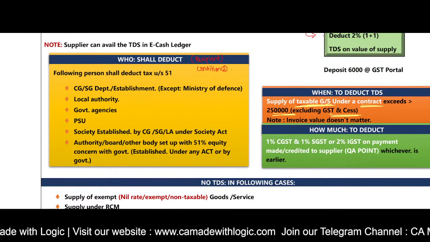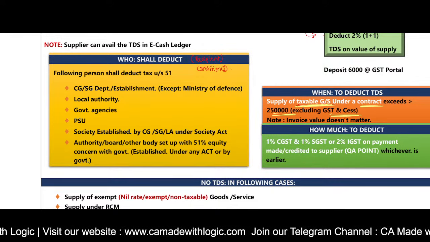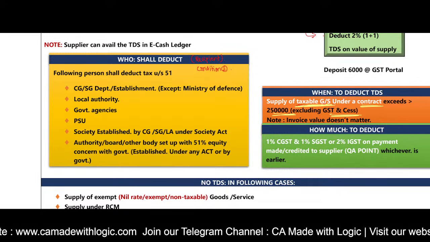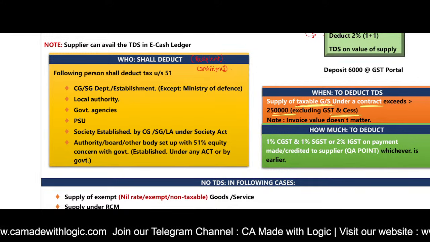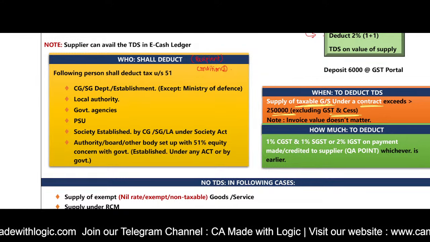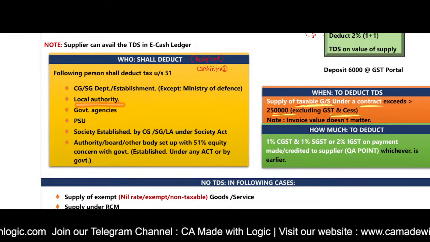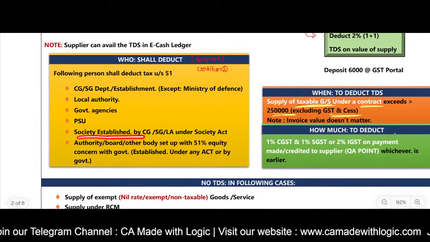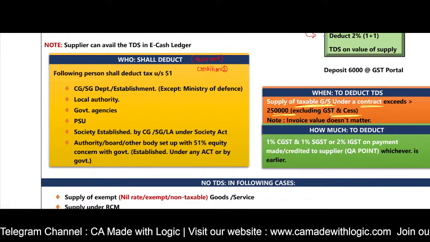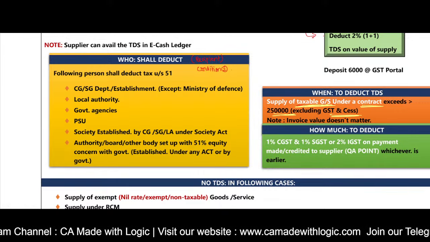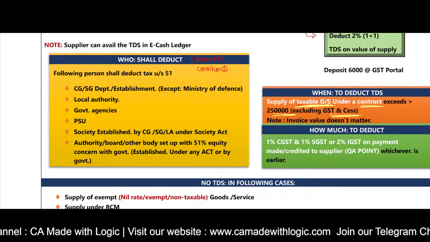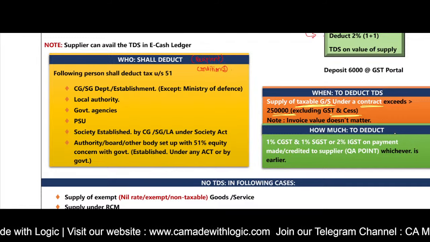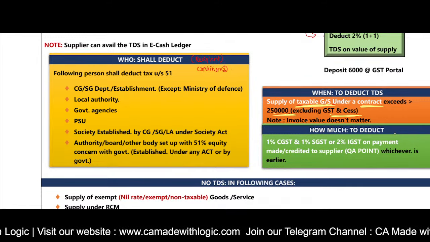If a supplier is selling any sort of defense equipment to a defense department of the government, then there is no requirement of TDS deduction. Then come the local authority, the government agency, the PSU, and societies established by the central government or state government. We have already seen in our Companies Act that 51% equity holding should be with the government; only then will it be called a government company.